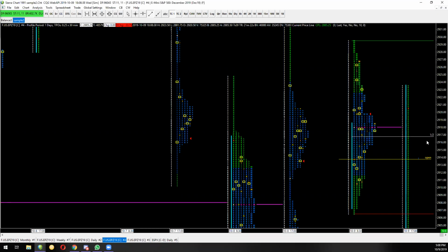I'm just going to move this aside for a quick second. This purple area right here, the purple letters, are what we call the point of control.